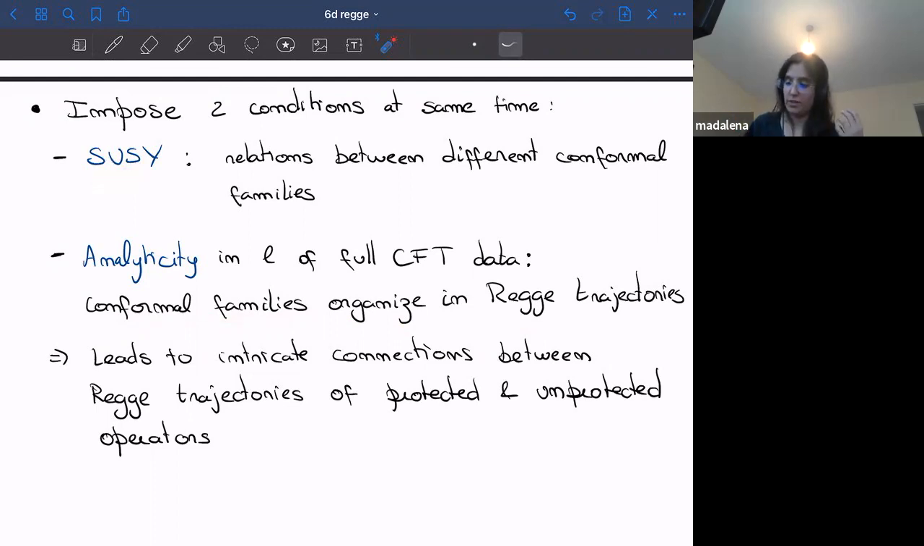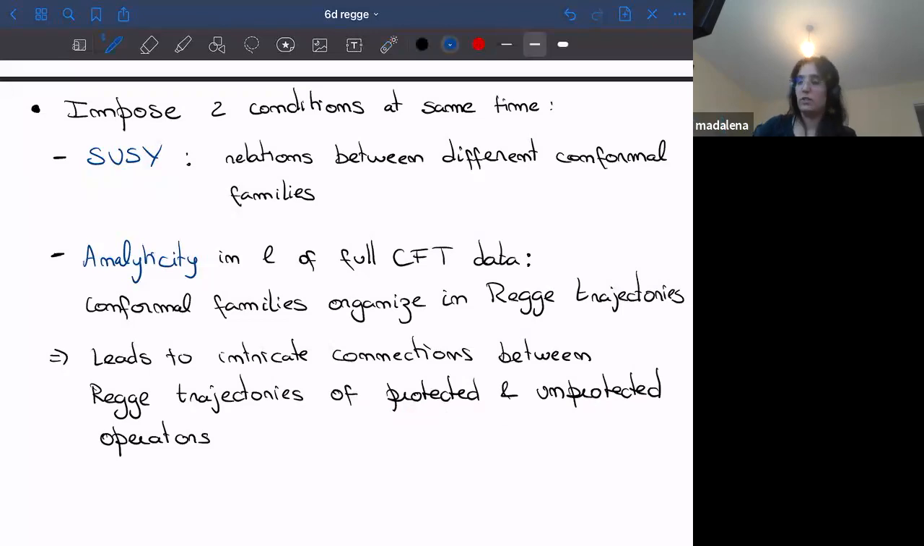On one hand, supersymmetry that imposes relations between different conformal families. And then analyticity in L that tells you that all conformal families must somehow organize themselves in Regge trajectories that are analytic in spin. And this led to intricate connections between Regge trajectories of both protected and unprotected operators. So supersymmetry ended up demanding certain relations that constrain not only the protected spectrum, but also the unprotected Regge trajectories. So we'll see exactly how this comes about.